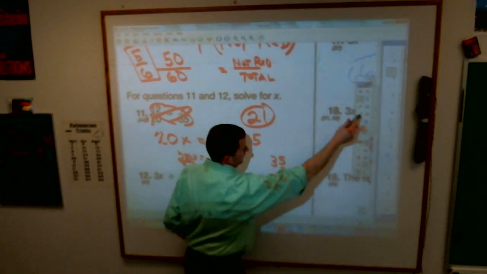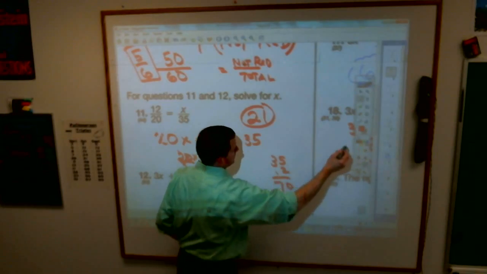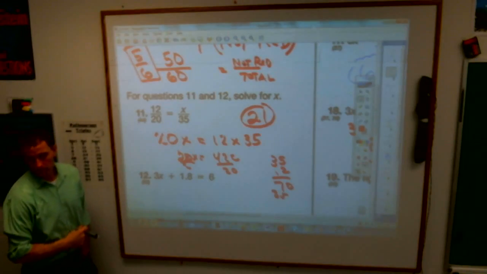Now, another way to do this would be to take this and say, oh, I can reduce this. 12 and 20, what number goes into 12 and 20?